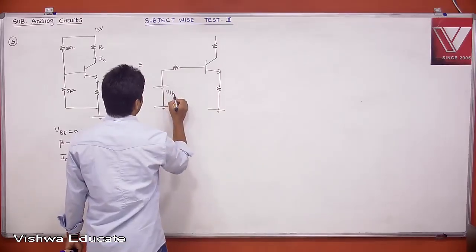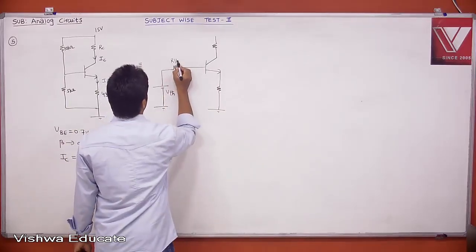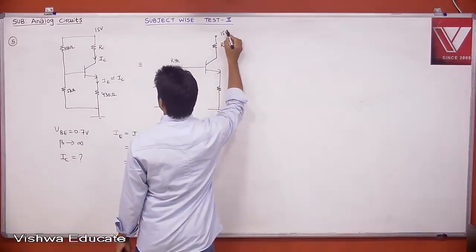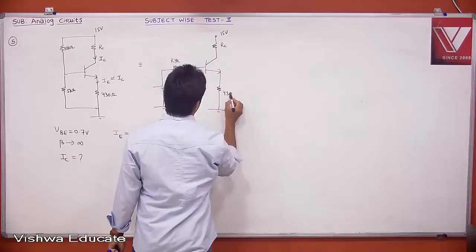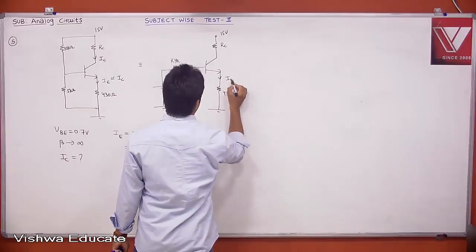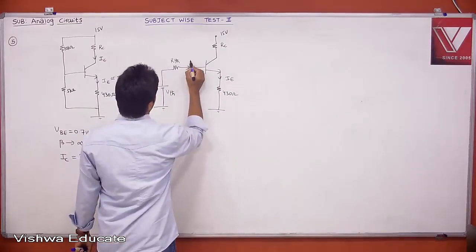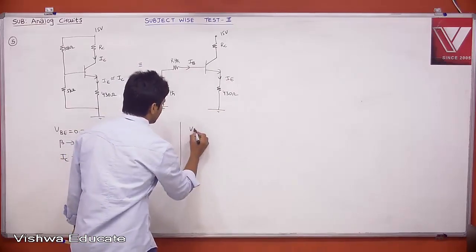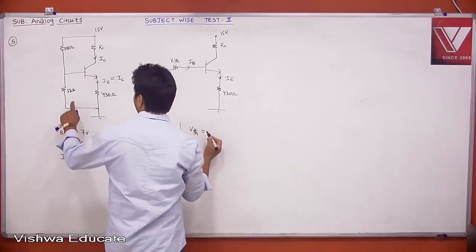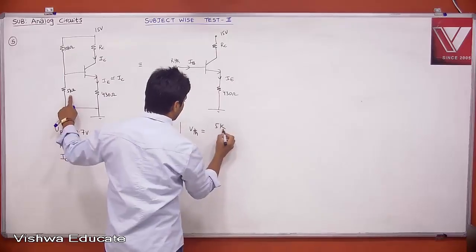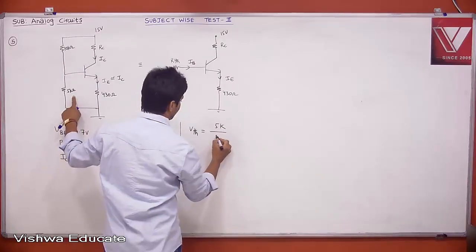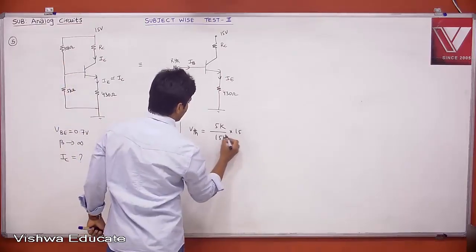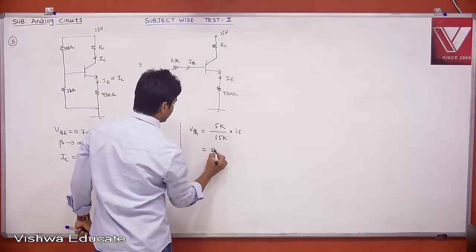This is your V Thevenin and this is R Thevenin. This is your RC, this is 15 volt, and now 430 ohm, and this is your IE. And this is your IB. What is your V Thevenin? Your V Thevenin is equal to R2, 5K, divided by 10K plus 5K, the 15K potential divider network, into 15. The K will be cancelled. This is nothing but 5 volt.